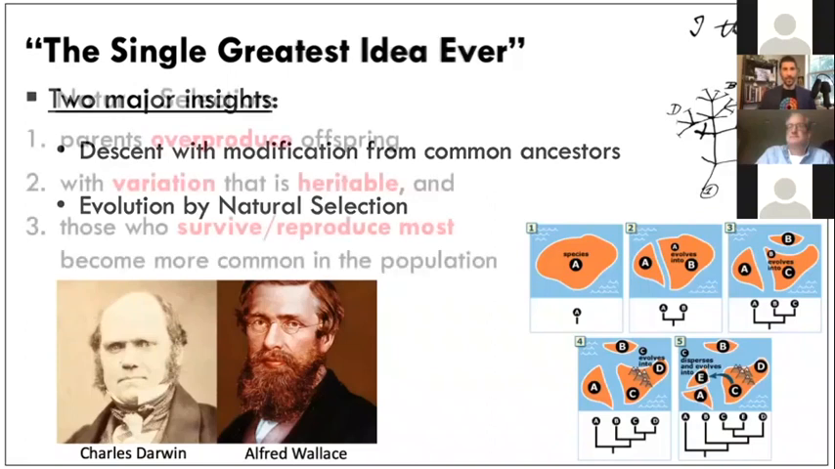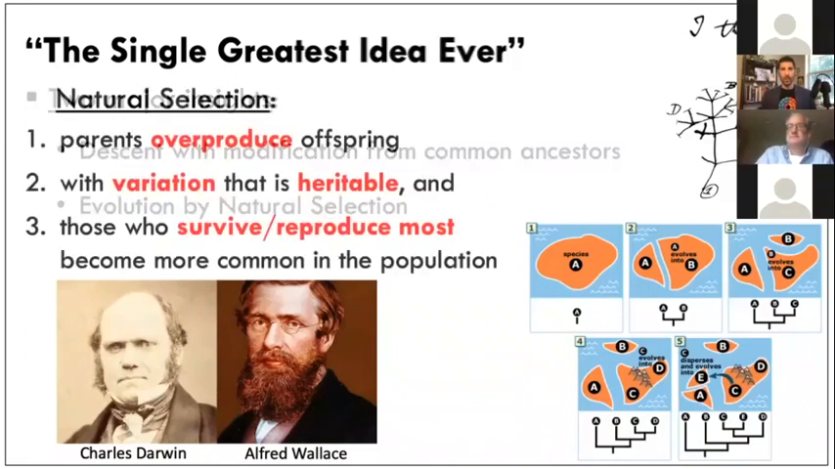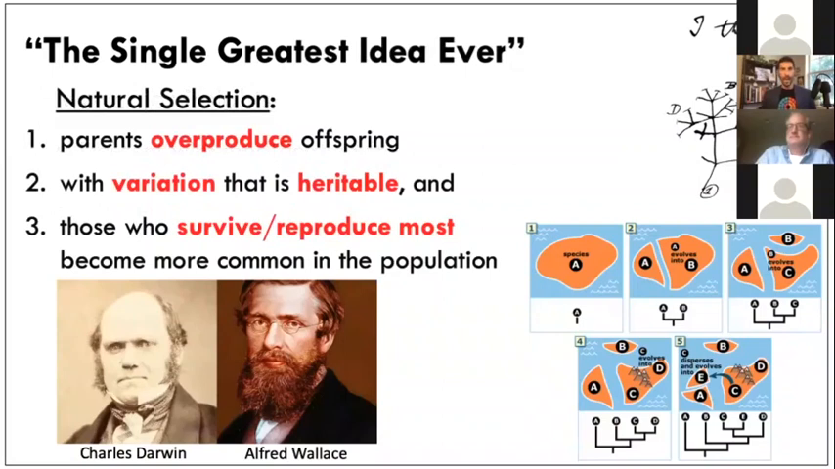And the mechanism is basically parents overproduce offspring. There are too many to survive. Any differences among those offspring that are heritable are passed on. And those who have the inherited differences that are the most fit tend to survive. And thus you get change over time. That's natural selection in a nutshell.